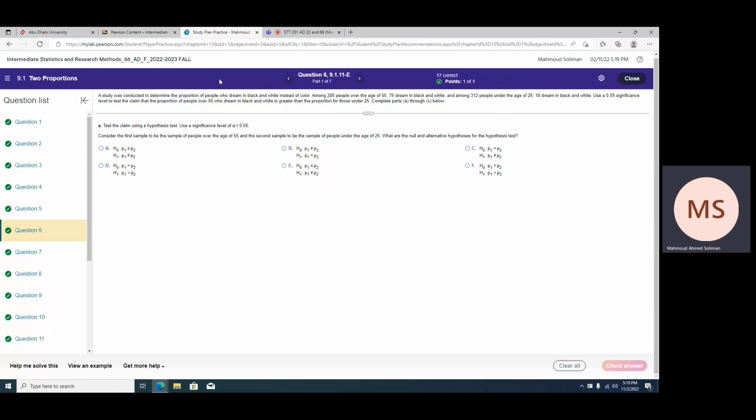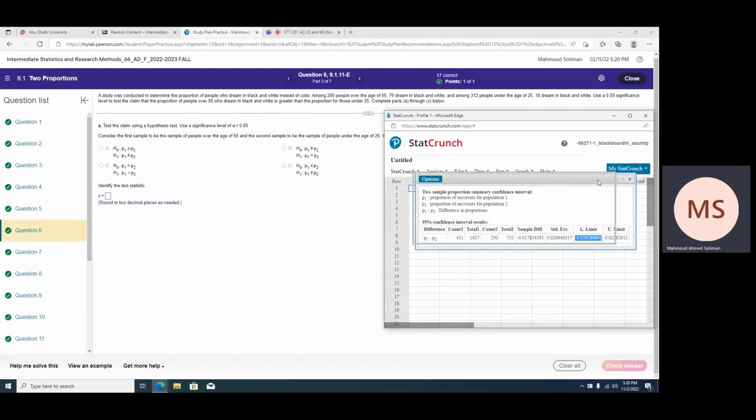People over age 55, it's greater, right? Now here we need to check the claim. Yes, the claim says that the proportion of people over 55 who dream in black and white is greater than the proportion for those under 25. Okay? The hypothesis is correct. The first sample is people over 55, so P1 is going to be more than P2. So next, we'll go to StatCrunch.